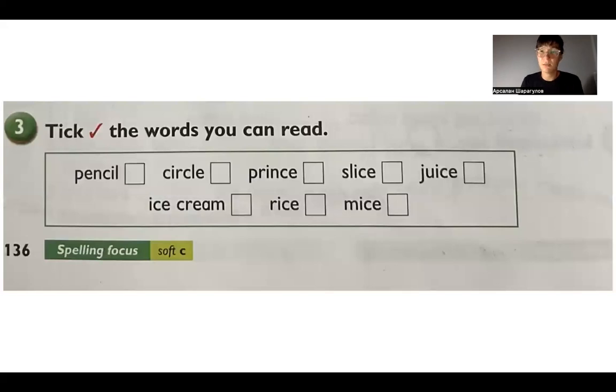And exercise number 3. Let's read the words together. Pencil. Circle. Rinse. Slice. Juice. Ice cream. Rice. Mice. Okay. You can take all of that. Amazing.